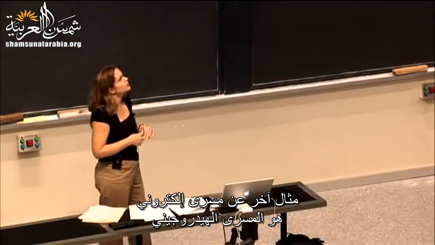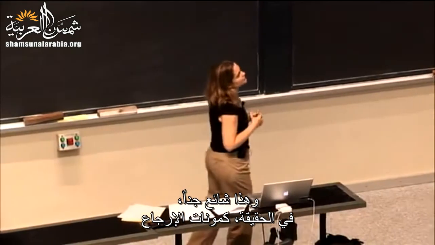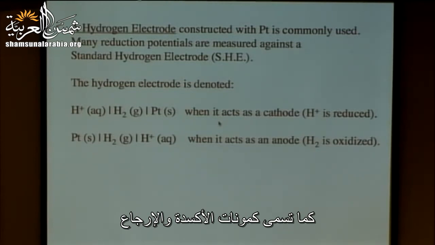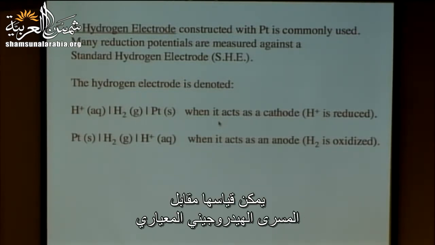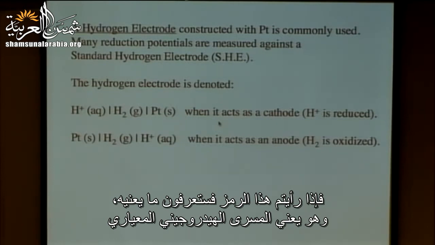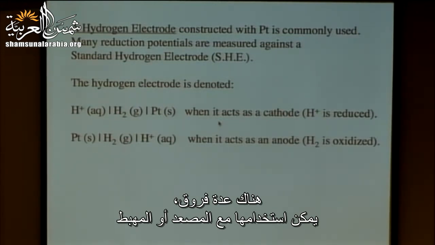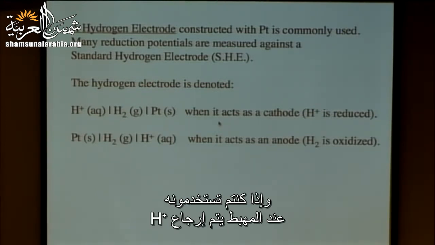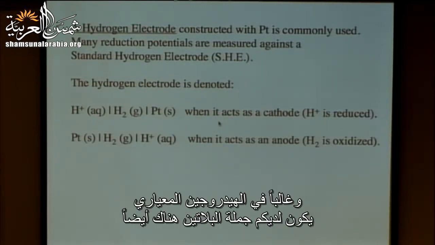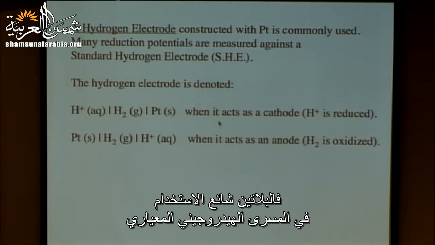Another example of an electrode is a hydrogen electrode. And this is very common. In fact, most potentials, standard reduction potentials, or as they're also known, oxidation reduction potentials, are measured against a standard hydrogen electrode. And it'll be abbreviated SHE. And so if you see that was measured against SHE, you will now know what that means. So that's a standard hydrogen electrode. There's a couple of different variations. It can be used at the cathode or at the anode. If you're using it at the cathode, H plus is reduced. And at the anode, H2 is oxidized. And often you have a platinum system there as well for the standard hydrogen. So the platinum is commonly used in a standard hydrogen electrode.